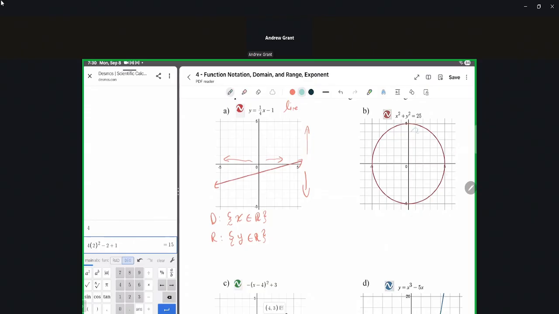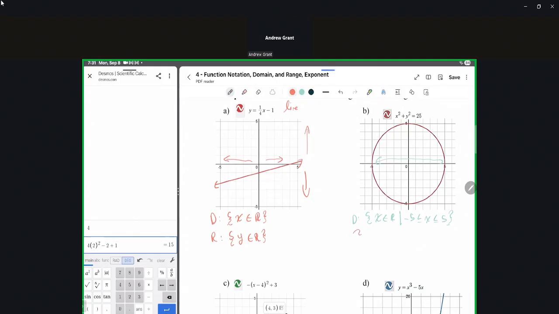And we seem to only have x values between -5 and 5. So the domain then, we would say, is x is an element of all real numbers, but it has to be between -5 and 5. So that's what this notation means. So we have -5 must be less than or equal to x, which must be less than or equal to +5.